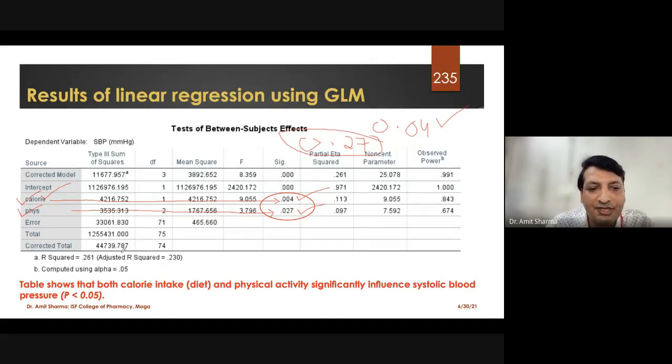So from this table, we can decide that both calorie intake, which is the diet, and physical activity were found to be significantly influencing the systolic blood pressure, and the p-value of both was found to be less than 0.05. Now, from a research point of view, I will show how much data you have to take into your thesis.